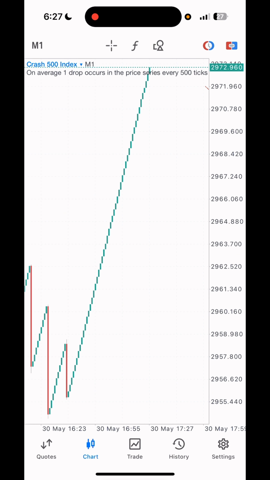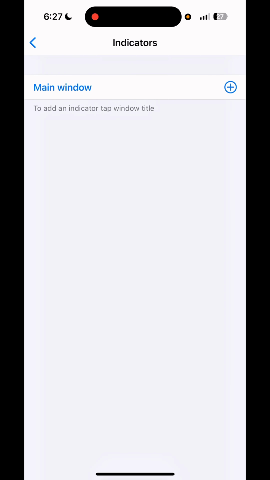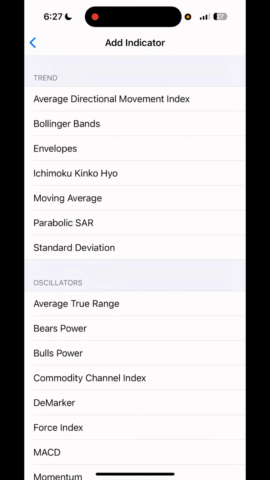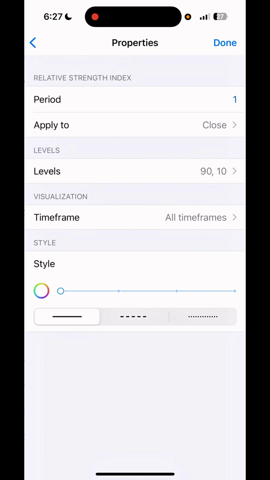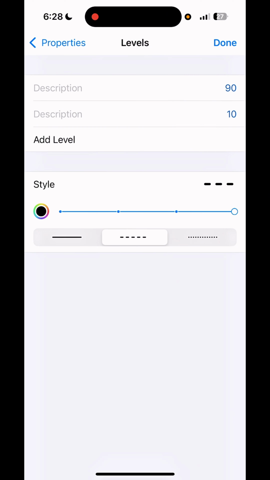To select the indicator, you click on this F icon at this very point, the middle one. You select the F icon, then you click on main window. Then you want to look for the relative strength index. You go over to the relative strength index right here. You can see the period is currently 1. The levels are 90 and 10. This is basically what I use for levels: level 90, level 10. The style is 4 pixel. You draw this line right here, which you are seeing at this very point. You take it to the end. You click on this middle one right there, then you click on done.